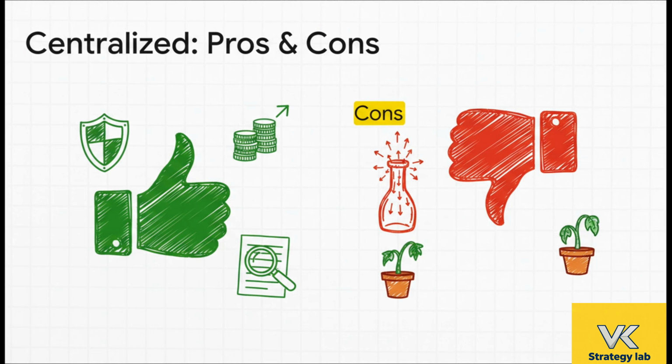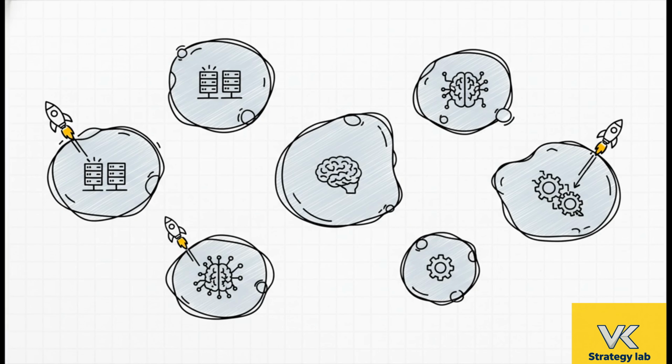And the trade-off here is crystal clear. On the plus side, you get this ironclad governance, huge economies of scale, and fantastic risk management. But the downside? Well, IT can easily become a bottleneck. It can be super slow to respond to what different business units actually need, and it can really end up stifling local innovation.